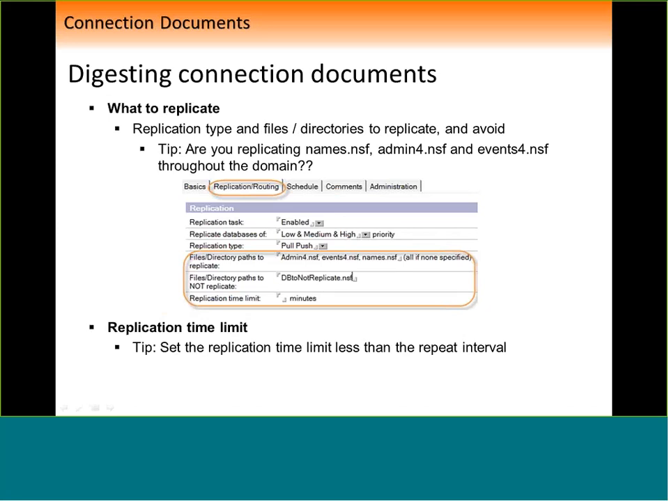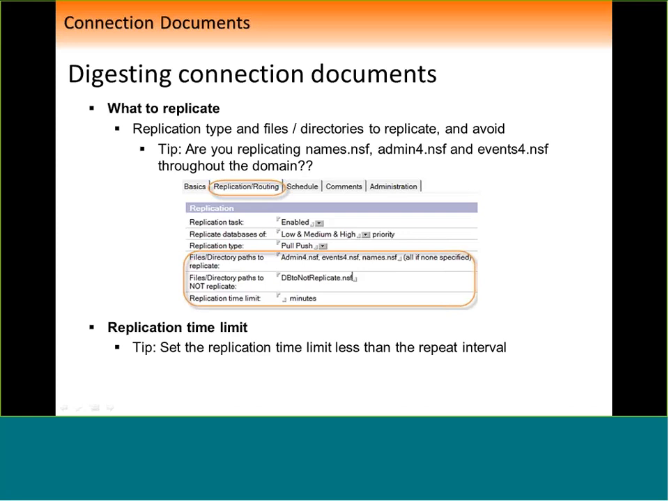I think one of the critical parameters here that customers tend to typically overlook is you also can specify the files or directory paths that you do not want to replicate. So here you can see we have DB to not replicate specified. This is maybe where you want to put some templates that you don't want to replicate because you're doing some work on them. Just make sure that you really look at what's going to be replicating and what's not going to be replicating.